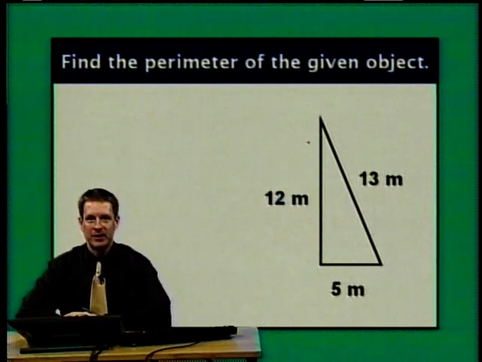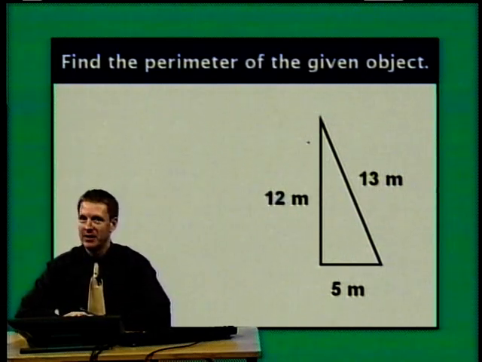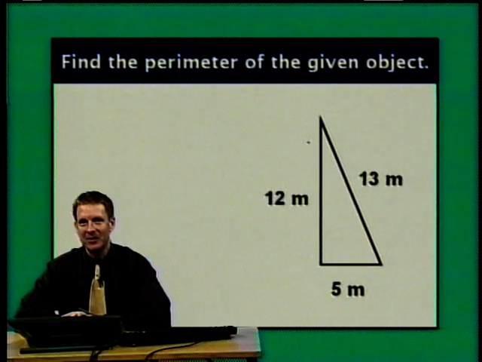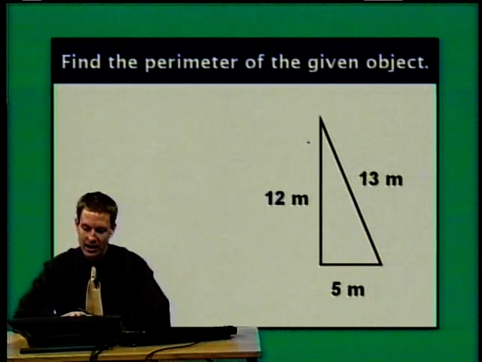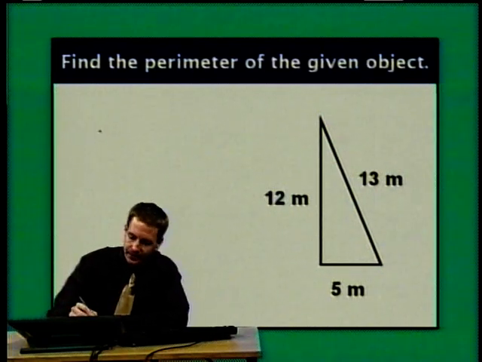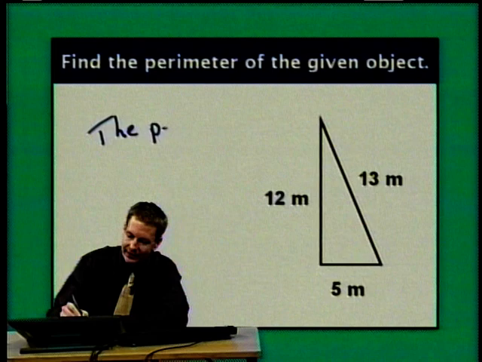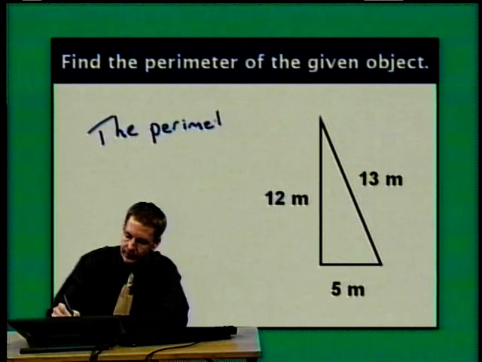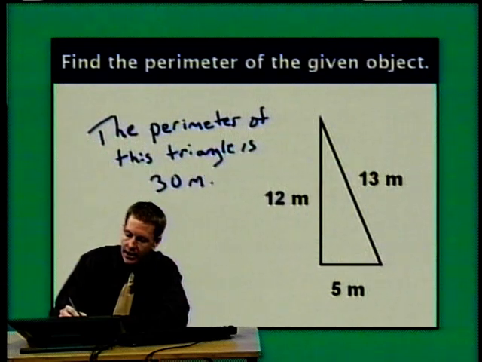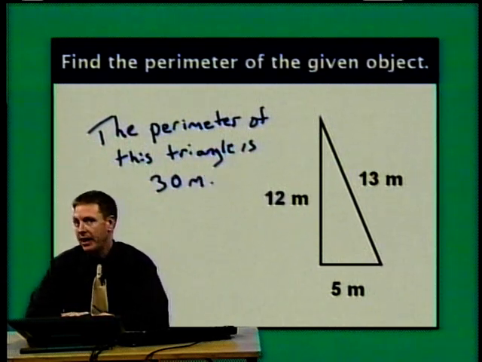Let's find the perimeter of this triangle. The perimeter of the triangle is the total distance around the triangle. Well, I can do some simple addition here to figure out the total distance around the triangle. 12 and 13 is 25. Add 5 to that, we end up with 30. The perimeter of this triangle is 30 meters.